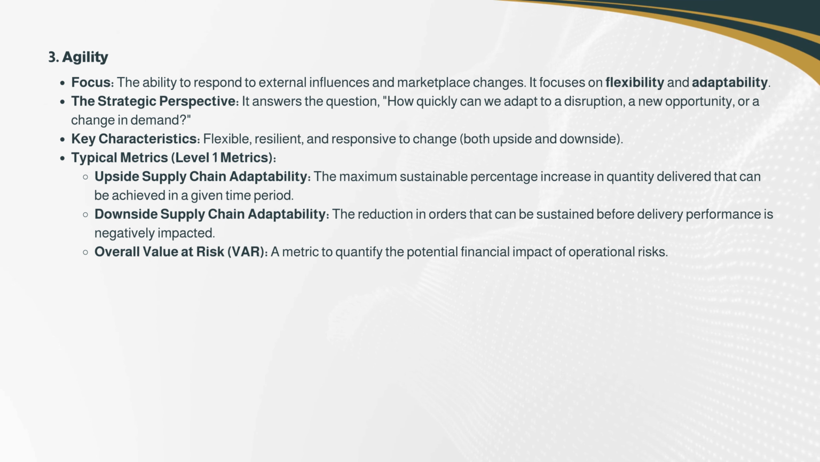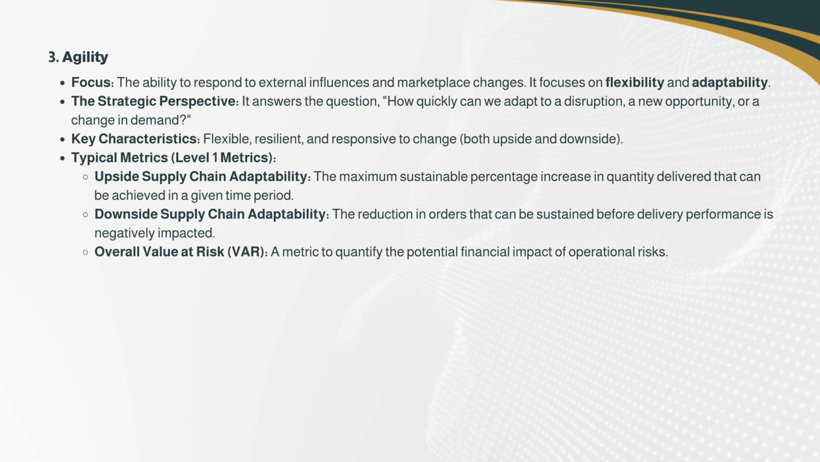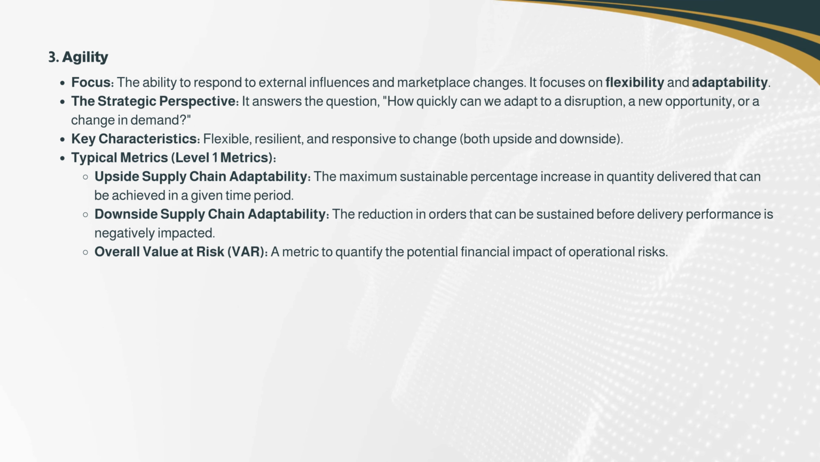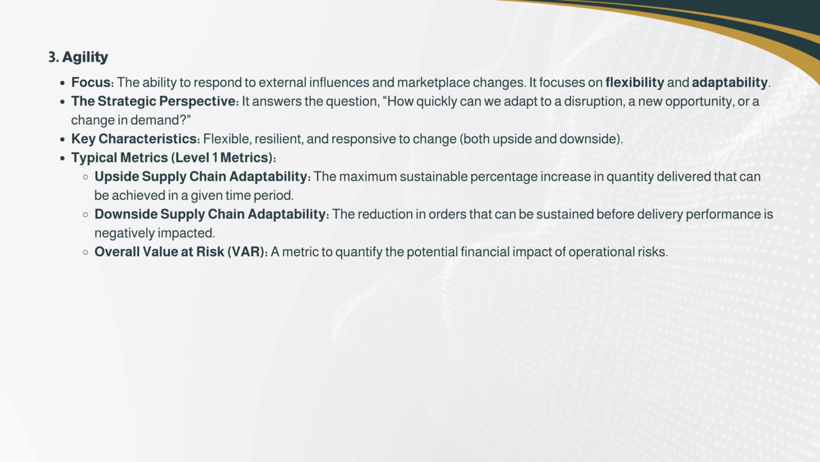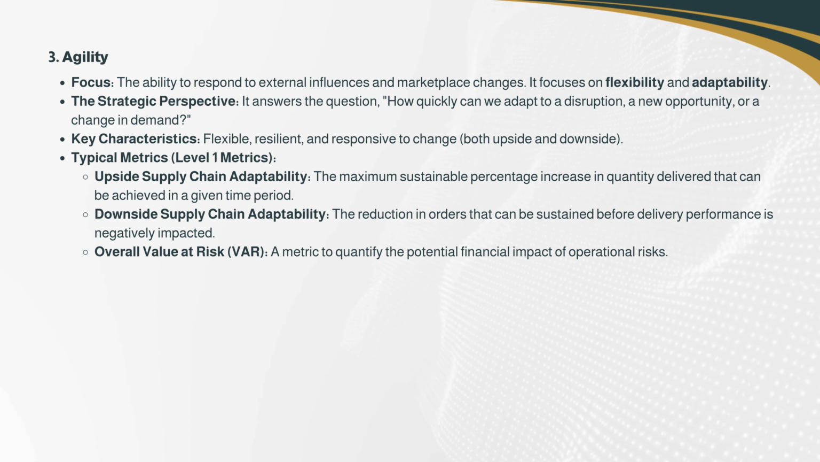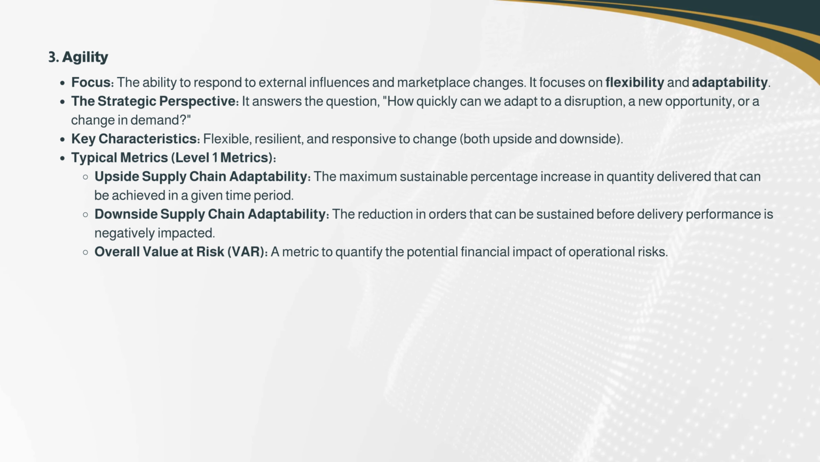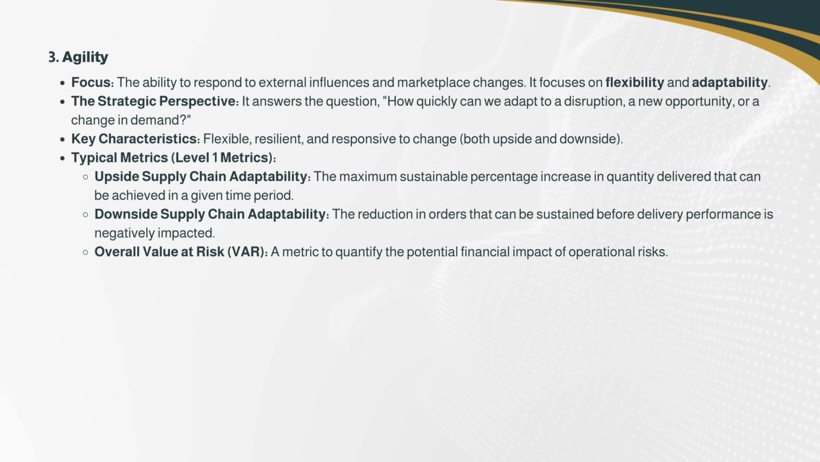Typical metrics, Level 1 metrics, upside supply chain adaptability. The maximum sustainable percentage increase in quantity delivered that can be achieved in a given time period. Downside supply chain adaptability. The reduction in orders that can be sustained before delivery performance is negatively impacted. Overall value at risk, VAR, a metric to quantify the potential financial impact of operational risks.